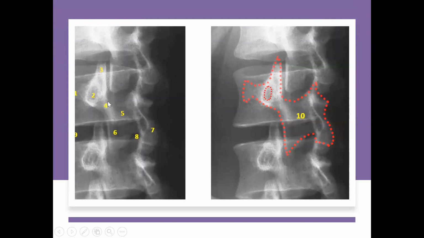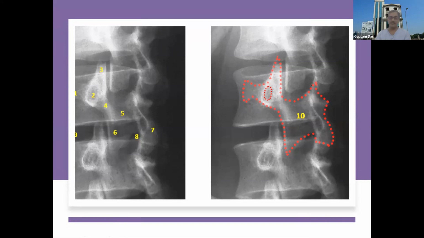Pars interarticularis. So if there is a fracture there, that is called spondylolysis. Very good. So fracture of the pars interarticularis is called spondylolysis. And spondylolisthesis is where one vertebral body slips over the other. Normally it does not, because of the presence of the facet joint. Superior articular process and inferior articular process, one is concave, another is convex, and they give stability to the spine. So one vertebral body over another is not slipped because of the facet joints.